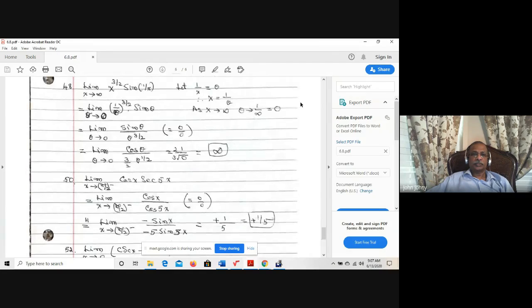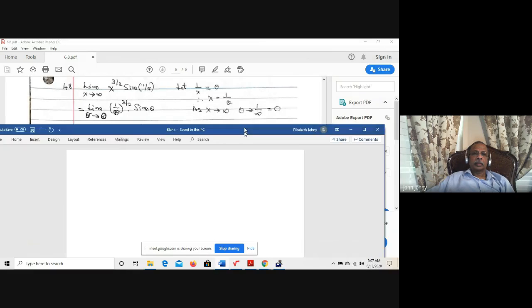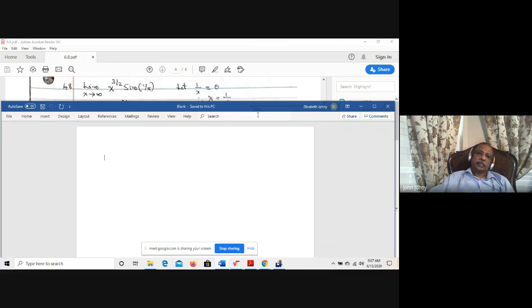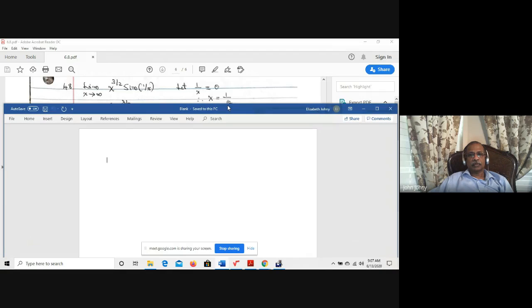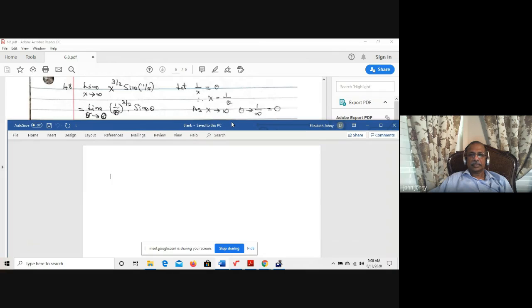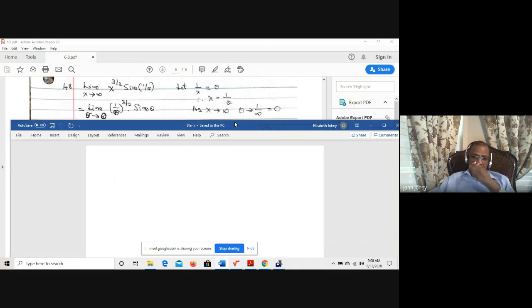Number 48. Limit as x approaches infinity of x over x to the power of 3 half times sine 1 over x. Again, you have to apply a technique here. You call 1 over x as theta. So let 1 over x be equal to theta. So x is equal to 1 over theta. And as x approaches infinity, theta approaches 1 over infinity, which is 0.